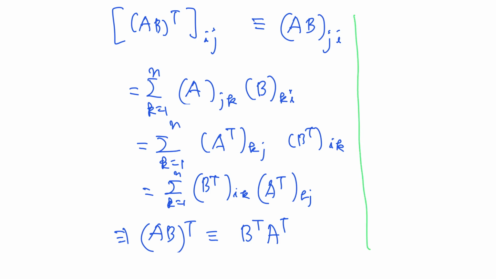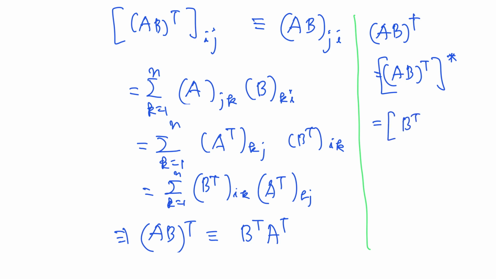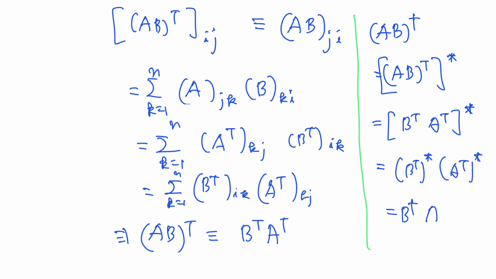Adjoint is transpose and complex conjugate. So AB adjoint, you take the transpose and complex conjugate. So it becomes B transpose A transpose with complex conjugate. Complex conjugate is just an element operation here. So B adjoint, A adjoint.